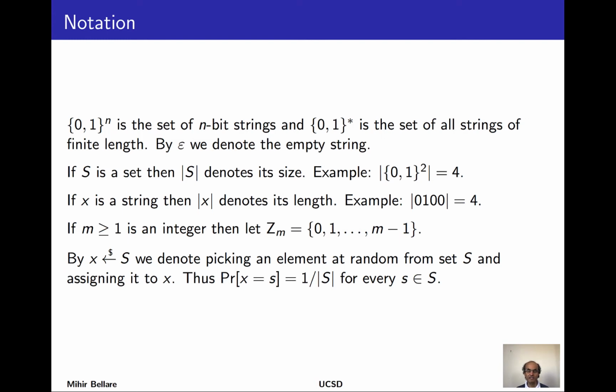When m is an integer, Z_m is the set of integers between 0 and m minus 1. Intuitively, all remainders that you can get on dividing things by m. And a common operation is picking something at random from a finite set S. So x with an arrow and a dollar sign means that we choose x from the set S such that the probability that x equals any particular element of that set is 1 over the size of the set. So every element in the set is equally likely.